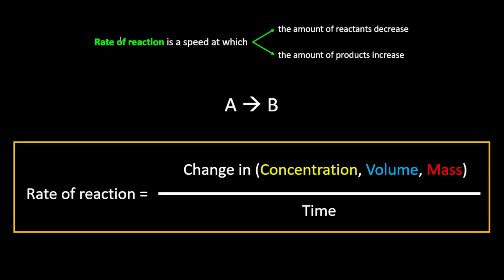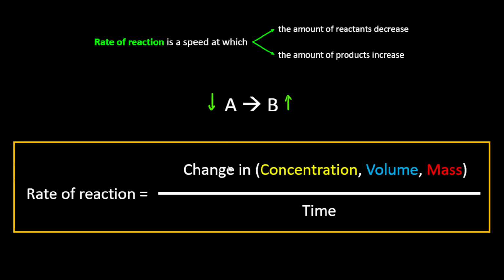Now, the rate of a chemical reaction is the speed at which either the amount of your reactants decreases or the amount of your products increases. Okay, so in a chemical reaction, your reactants will be used up naturally and you will be forming products, but the speed at which these reactions are happening is called the rate of reaction. So it can be change in concentration or volume or mass over time. So the units can be different from time to time.